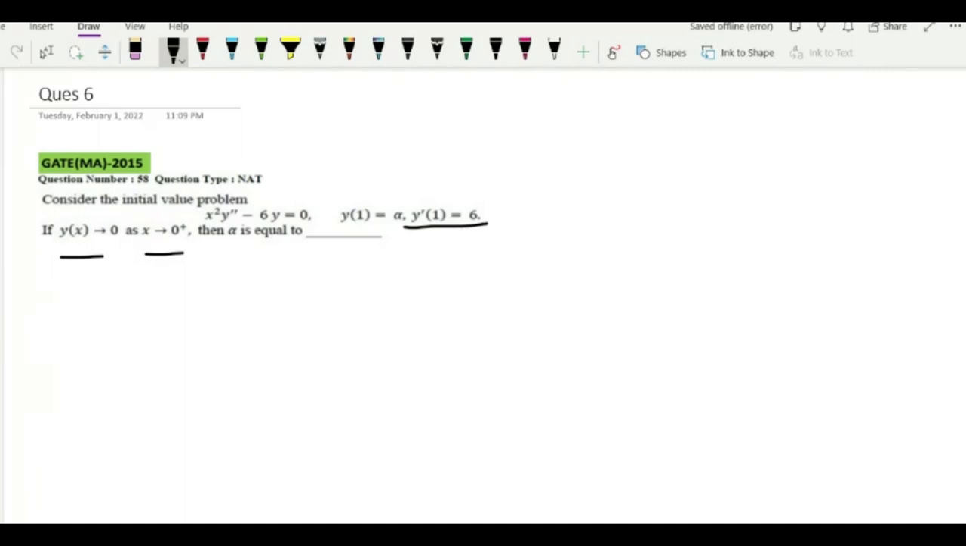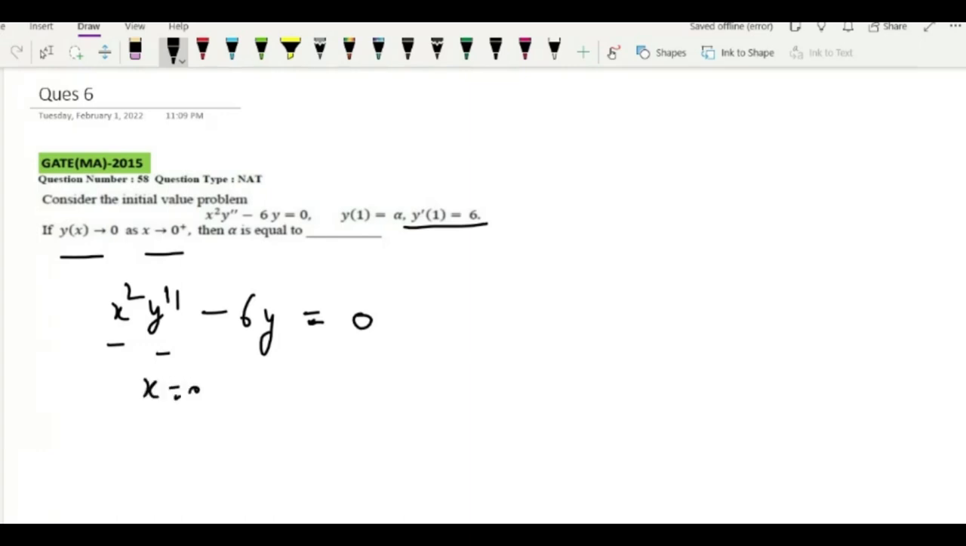So this is a very different question from all the previous questions. We have given here x² y'' − 6y = 0. Again, this is a Cauchy-Euler equation. Here we have x power 2 and the derivative order is also 2. And here x power 0 and there is no derivative. So this is a Cauchy-Euler equation.